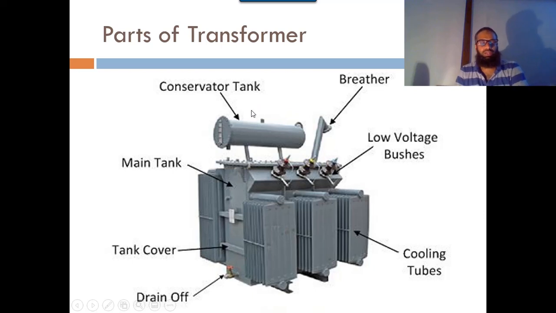Now if we see the parts of the transformer, then on the physical outside of the transformer we have the conservator tank, and we have the main tank. In the main tank we have oil, and in this main tank we have some special cooling tubes. When the oil is overheated it expands and this oil is transmitted to the cooling tubes, and in these cooling tubes when the air flows, the air will absorb the heat.